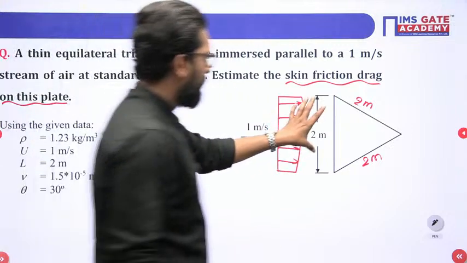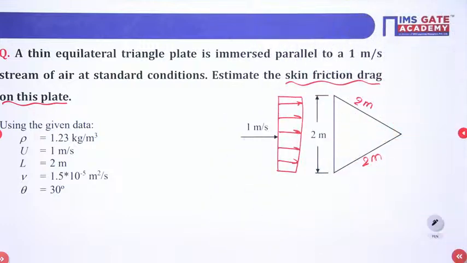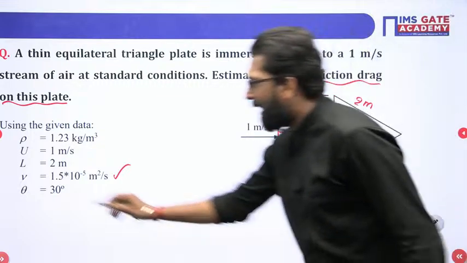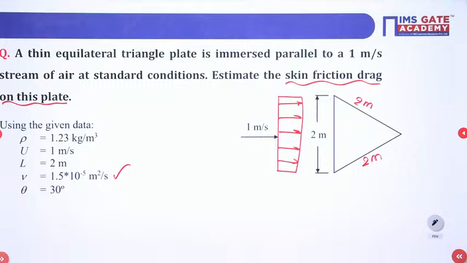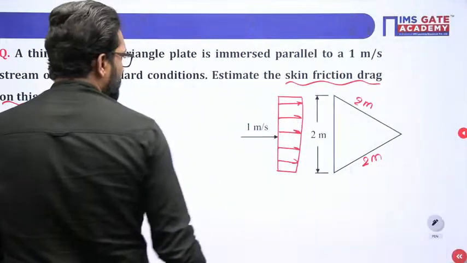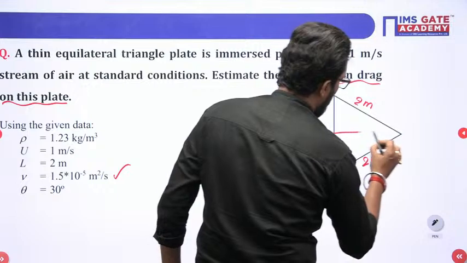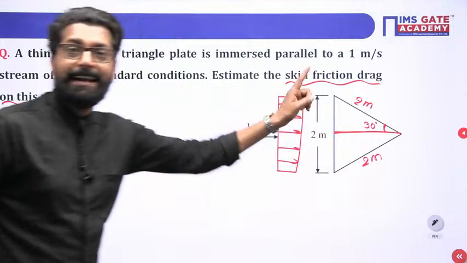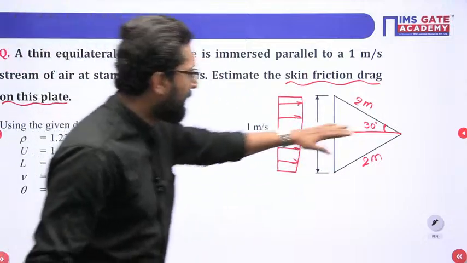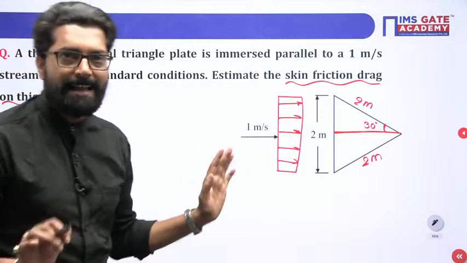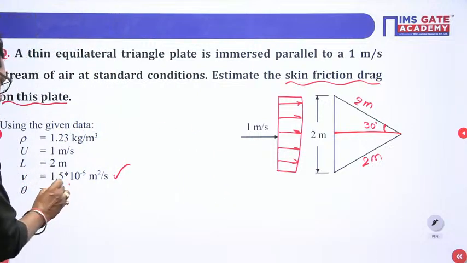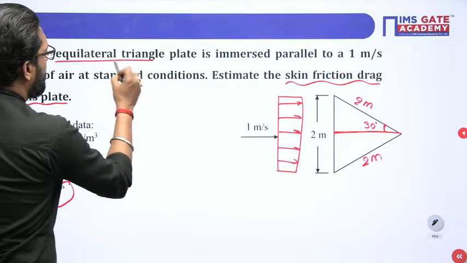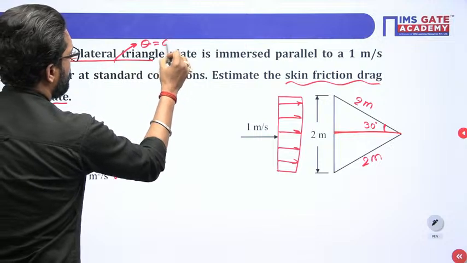The length of the equilateral triangle is given as 2 meter. The kinematic viscosity of the air is given. And this angle theta is 30 degree. So you have to assume theta like that. Why? Because in an equilateral triangle all the interior angles are 60 degree, so theta is 30 degree, that means half. This data is not required, but in this question it is given. You know this.